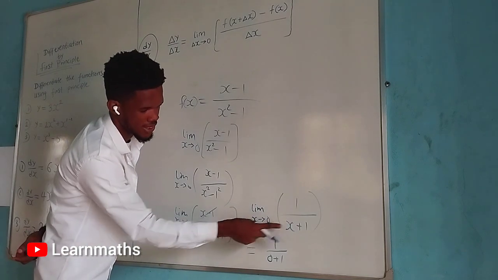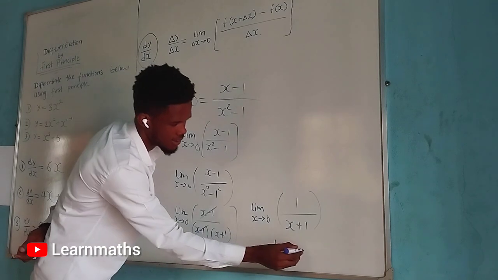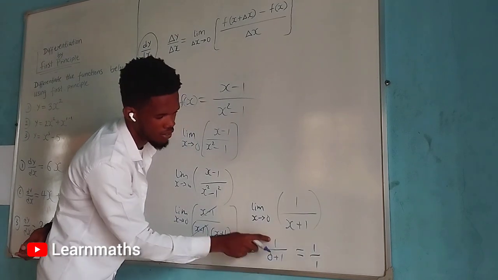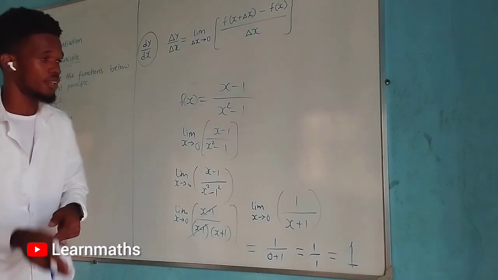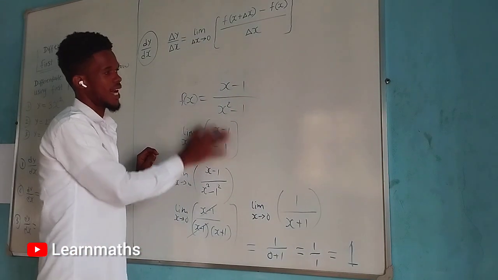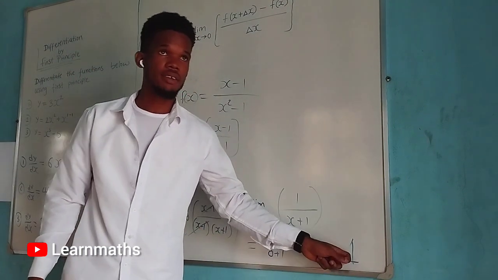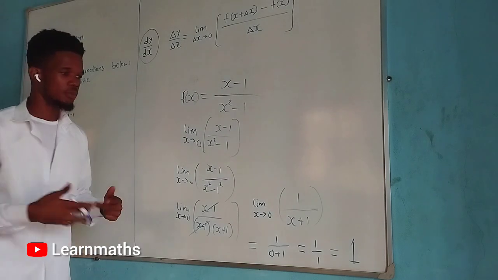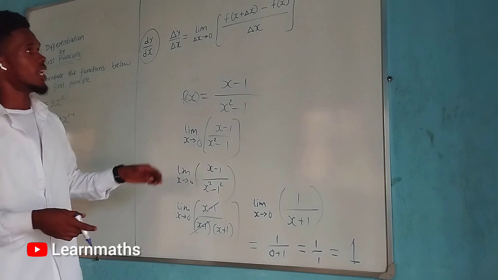We are now substituting x as 0, so there is no further simplification. This x is now 0, so 0 plus 1, that's still 1. So we have 1 over 1, and 1 over 1 is 1. So the limiting value of this function as x approaches 0 is actually 1. Now assuming you understand what finding limits of a function actually means, let's now go further.